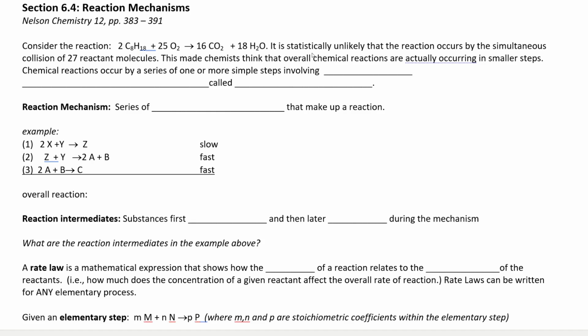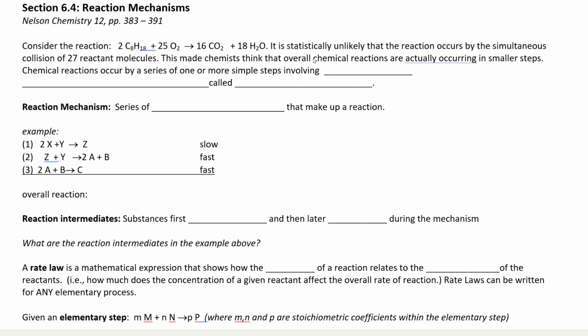It is statistically unlikely that the reaction occurs by the simultaneous collision of 27 reactant molecules. So when we write out this reaction, effectively what we're saying is that 2 octane molecules will collide at exactly the same time with the correct amount of activation energy and the correct orientation with 25 oxygen molecules. That is statistically unlikely to happen. The probability of 27 molecules colliding at the exact same time with the correct energy, with the correct orientation, is unlikely.